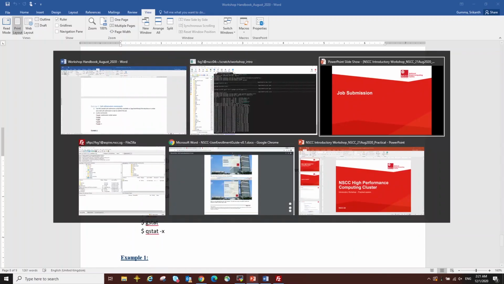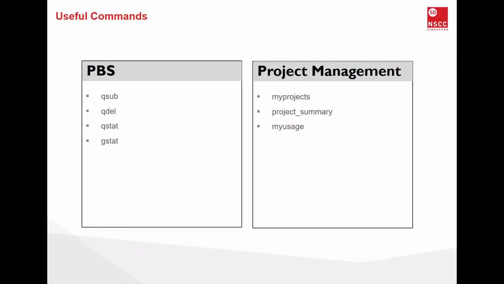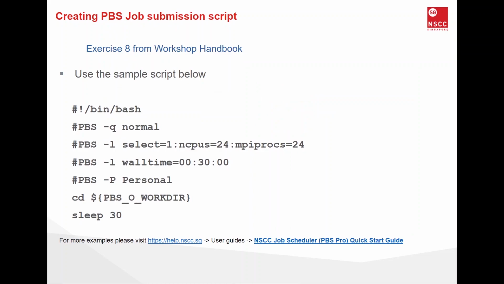Let's get into exercise 9 through job submission commands. There are certain commands which are helpful to know: qsub, qdel, qstat, and gstat. qsub is the command we use to submit jobs. qdel is the command with which we can terminate a job which is already in the queue. qstat is the command to see the status of the submitted jobs. gstat shows all the jobs in the cluster. For project management, we can see my projects, project summary, or my usage commands, which I have already shown in the example. Let's get to exercise number 8. We create a simple job submission script and we'll be submitting the job.